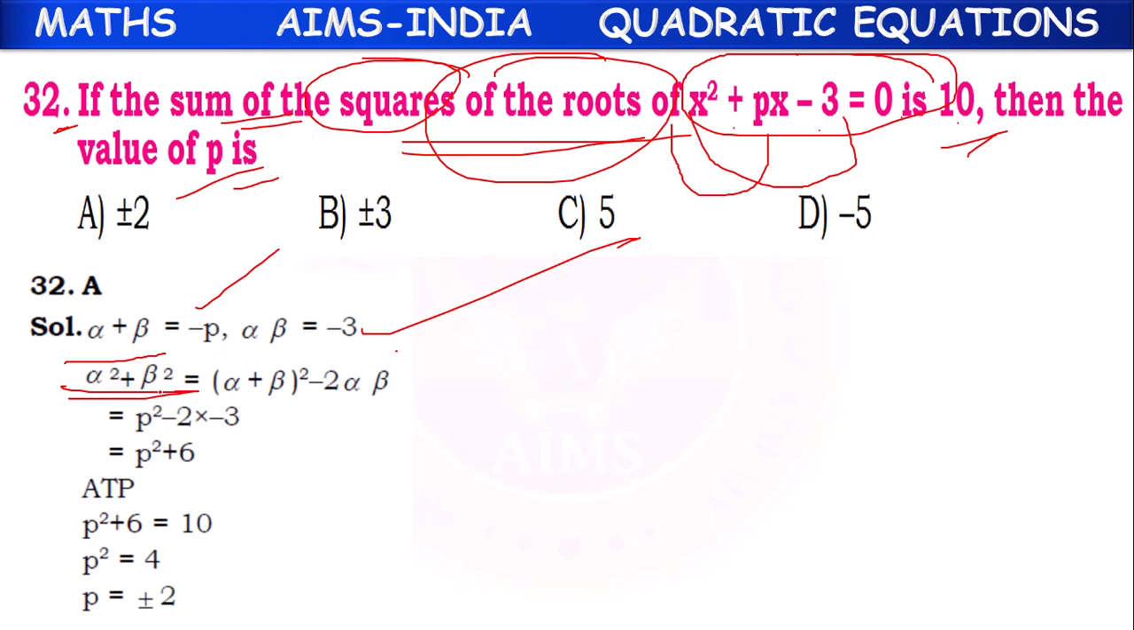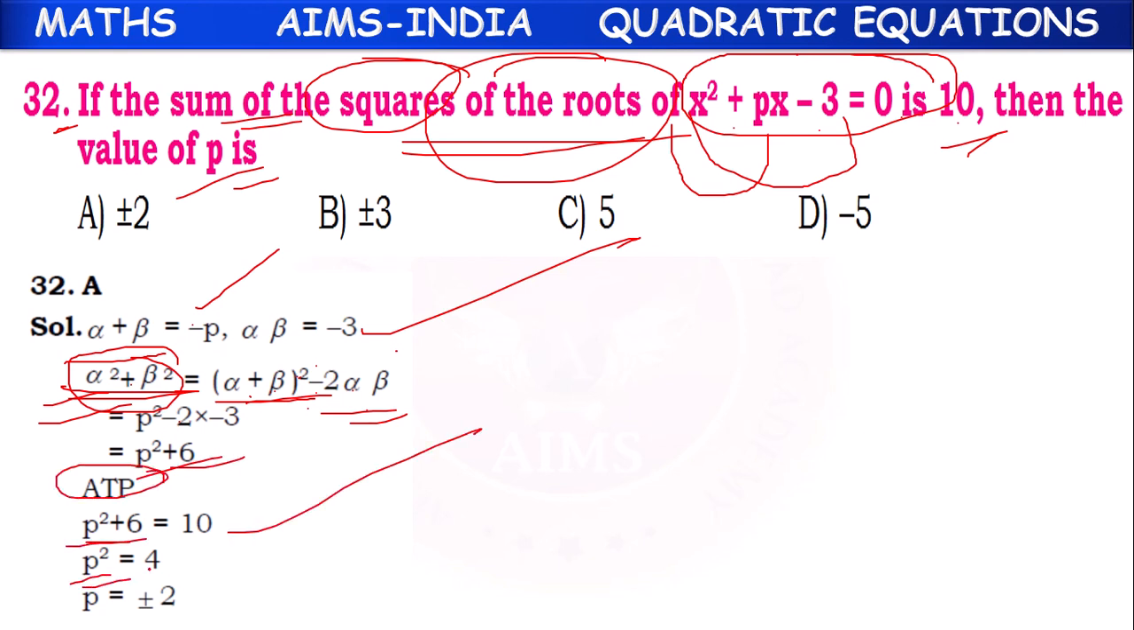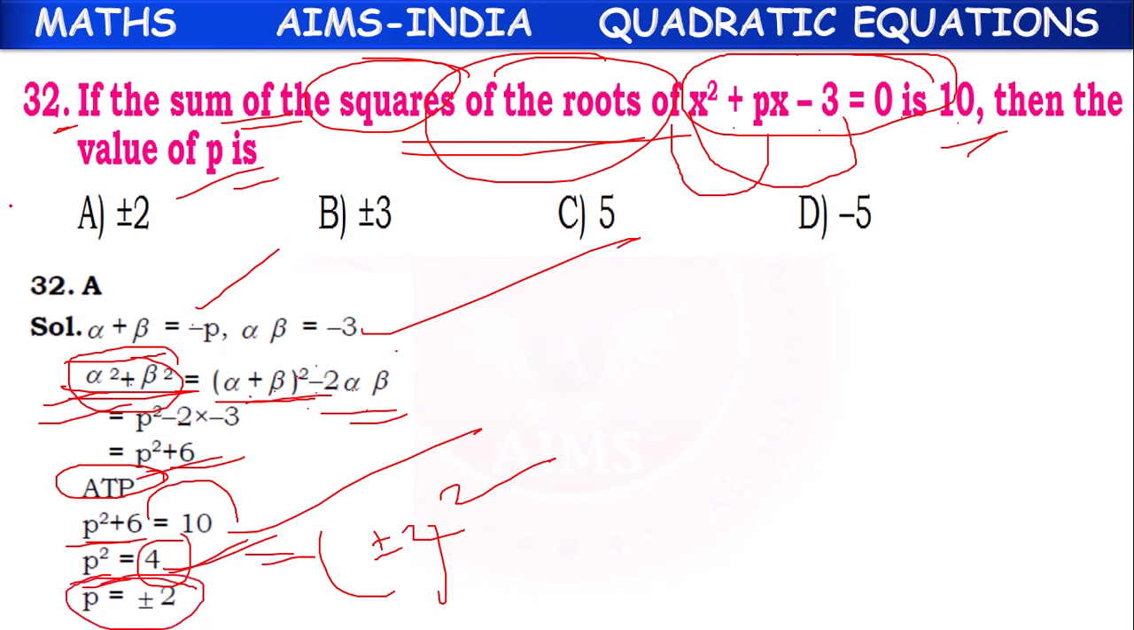Means alpha square plus beta square equal to 10. According to the formula, this is alpha plus beta whole square minus 2 alpha beta. In the place of alpha plus beta, we can keep minus p. Minus p whole square equal to p square. Minus 2 into minus 3 is equal to plus 6. But this is equal to 10. P square equal to 10 minus 6 equal to 4. Or 4 can be written as plus or minus 2 whole square. Square and square cancel. P value equal to plus or minus 2. Option A is correct.